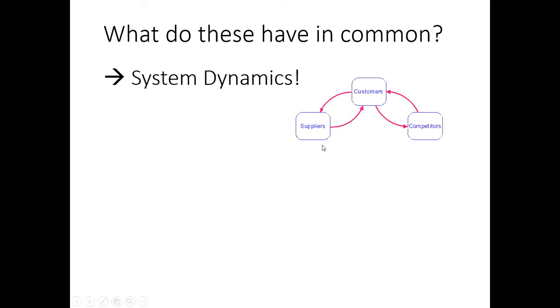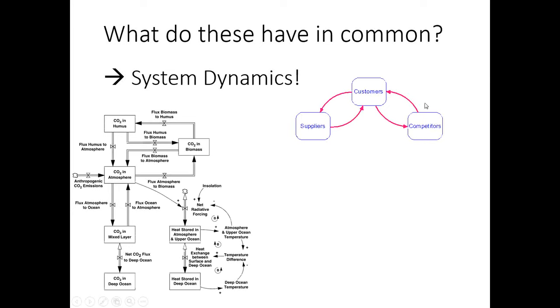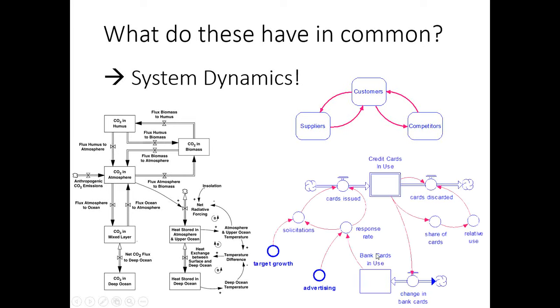And system dynamics deals with interactions between things. So here we have a little system where we have customers interacting with suppliers and competitors. Here we have our little model of what's going on for CO2 emissions, greenhouse gases, and climate change. Here we have a little model about developing a credit card business.